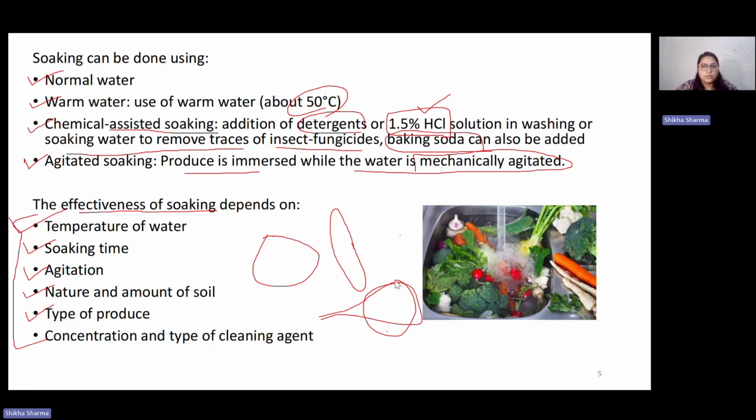Then there is the concentration and type of cleaning agent we are using. Sometimes we use mild acids or baking soda. Their concentration and the type of cleaning agent we use also determine how effective the soaking process is going to be.